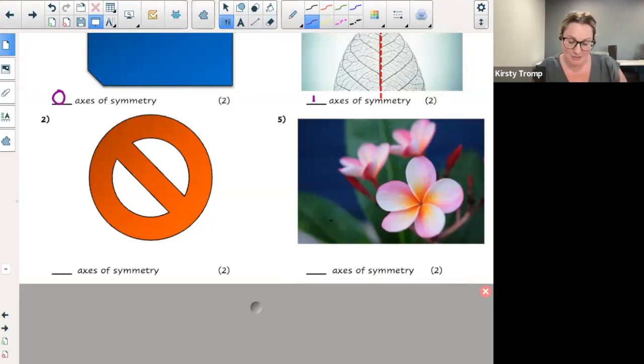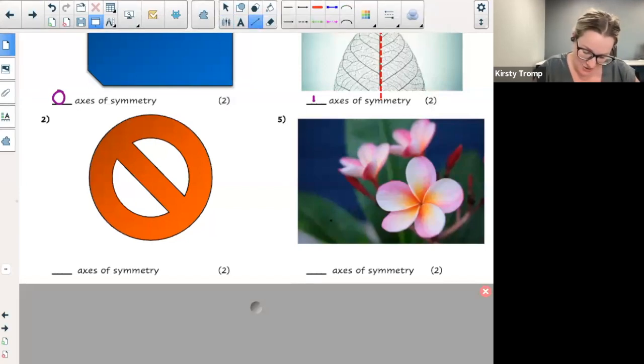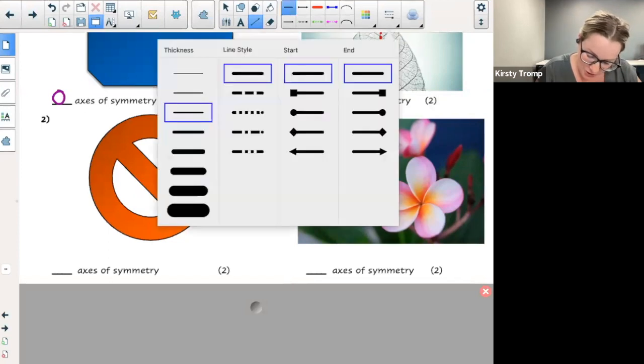Ramsey, talk to me about number 2. Are there some axes of symmetry in number 2? Yes, ma'am, there are. Awesome. What kind of axes are they? They're diagonal, ma'am. Well done. So I'm going to go draw them in and you tell me if you're happy or not, okay?